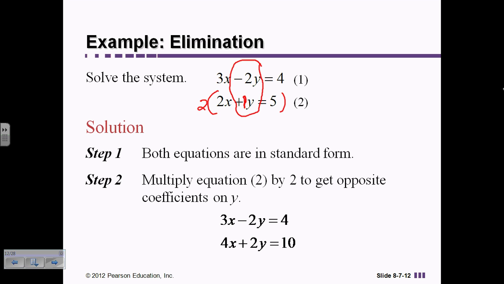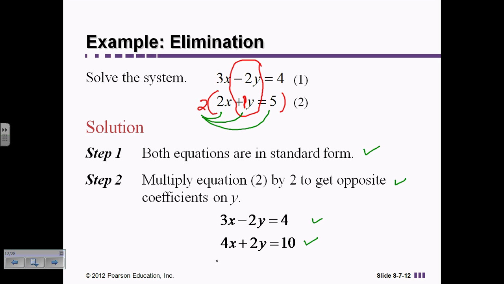I'm going to multiply the second equation by 2. So both of the equations are in standard form. We already talked about that. And we're going to multiply the second equation by 2. So when I do that, I get 4x plus 2y equals 10. And that's where we got this equation down here. Now notice the first equation did not change. It is still 3x minus 2y equals 4.